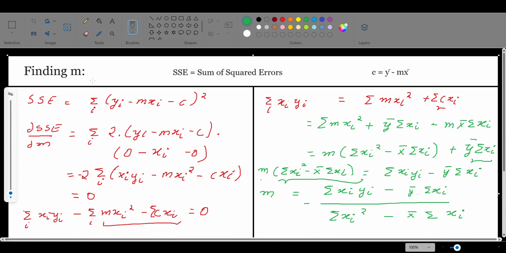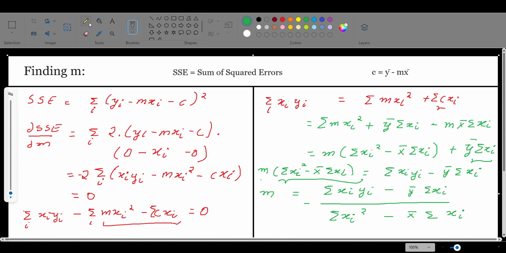Now, if you have a look at this over here, because you're only using the data points that you have, the y values and the x values of each data point, you will be able to find the value of m. Once you find the value of m, it's easy to substitute that number in y bar minus m x bar, and you'll even find the value of c. So there it is. That's how you find both m and c.